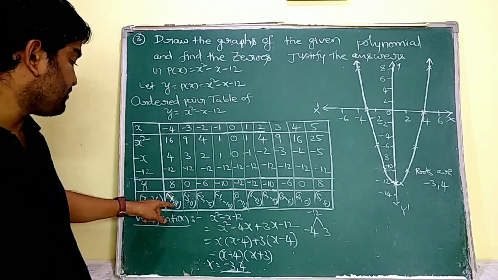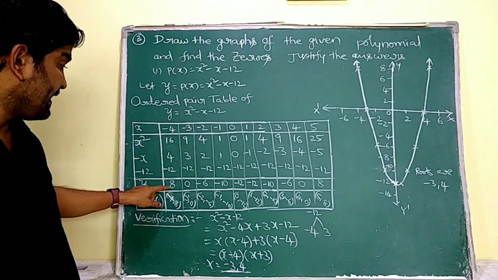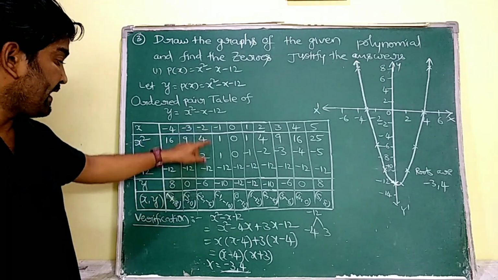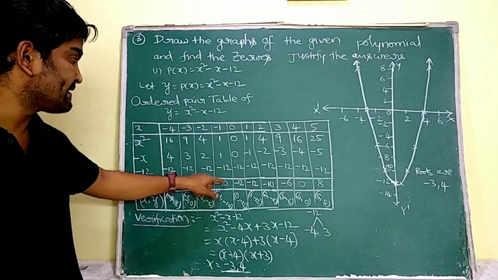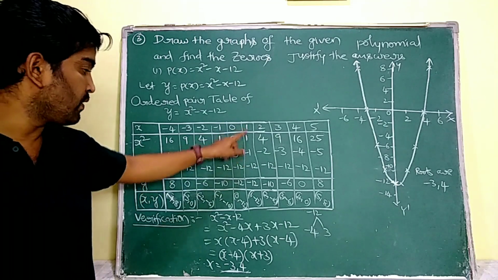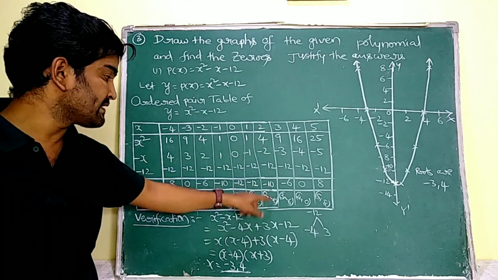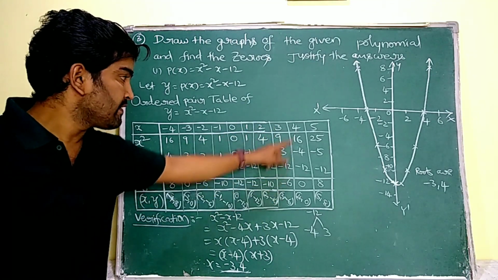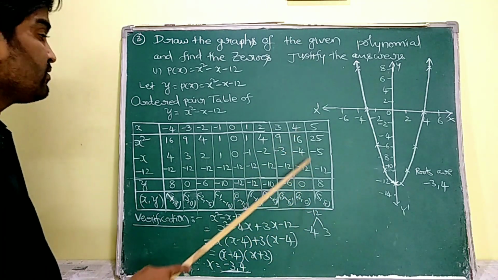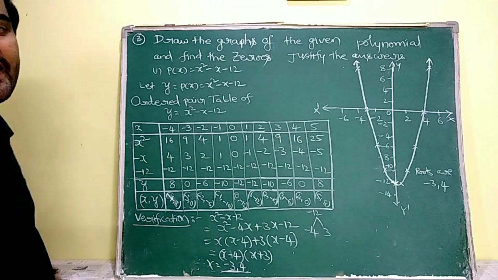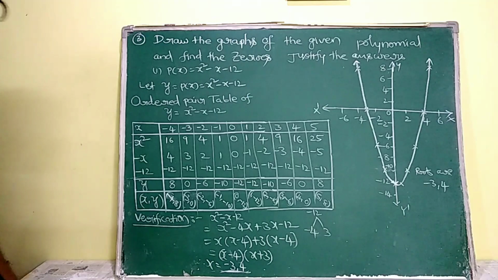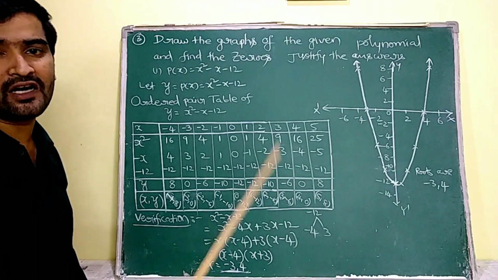Then after you have to write the points. Minus 4 and y, 8. Minus 3, 0. Minus 2, minus 6. Minus 1, minus 10. 0, minus 12. 1, minus 12. 2, minus 10. 3, minus 6. 4, 0. 5, 8. Okay, I have to write the points. Then after I am going to plot these points on the graph sheet.